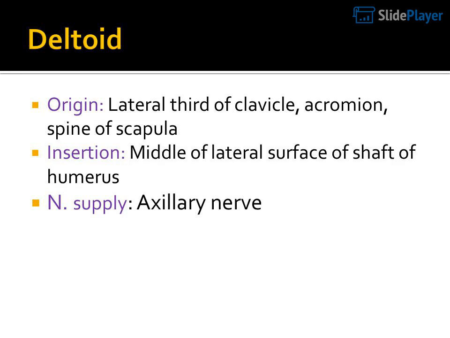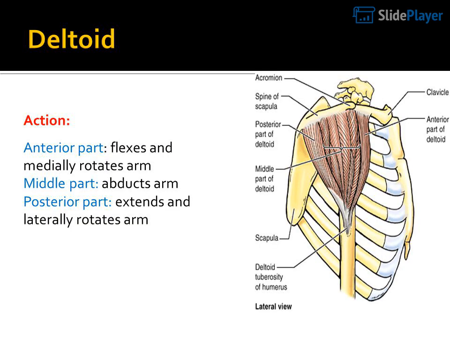Deltoid, end supply, axillary nerve. Origin, lateral third of clavicle, acromion, spine of scapula. Insertion, middle of lateral surface of shaft of humerus. End supply, axillary nerve. Deltoid action. Anterior part flexes and medially rotates arm, middle part abducts arm, posterior part extends and laterally rotates arm.